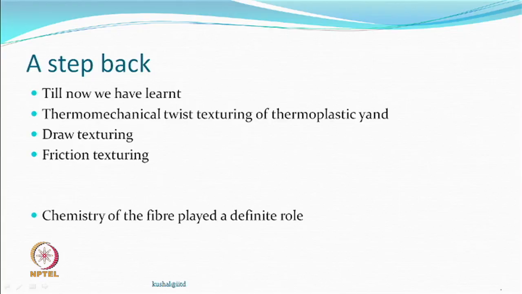So, till now what we have done is we have seen twist texturing of thermomechanical thermoplastic yarns. And in this we have done the draw texturing, friction texturing. What we have learnt is that the chemistry of fiber plays a definite role in thermomechanical twist texturing. So, twist was the mode of deformation, could have been false twist or any other twist method.